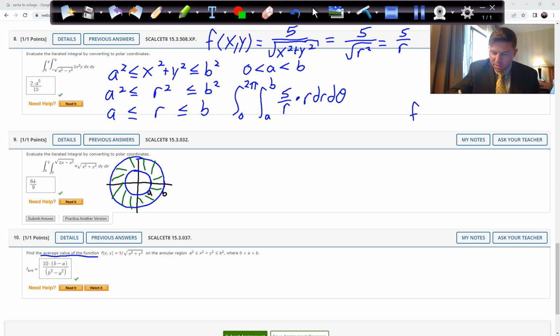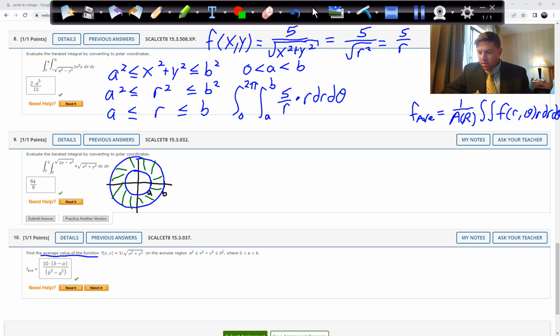So the average value of a function is equal to 1 over the area of the region, then times the double integral of the function f of r theta, r dr d theta. So we have to add in front of this double integral 1 over the area of this region R.